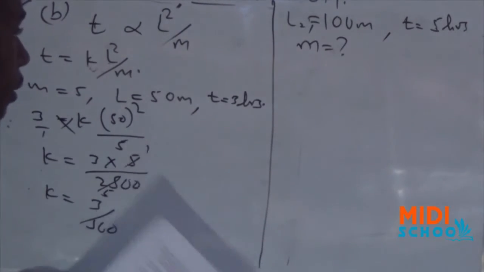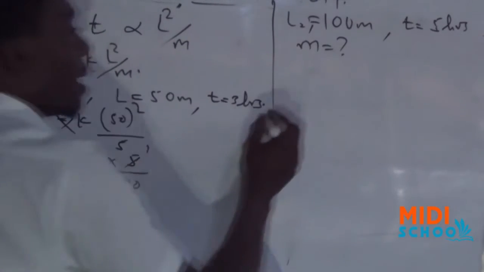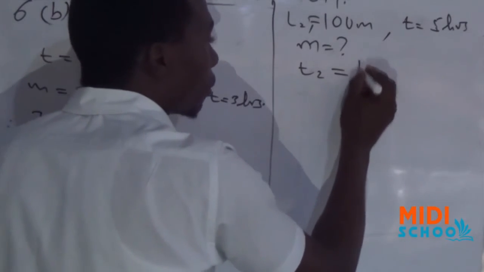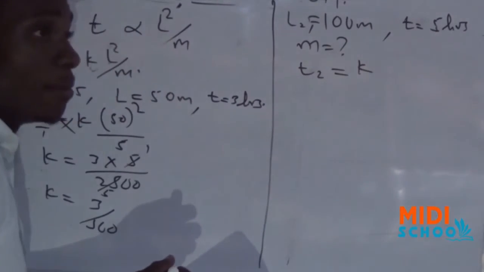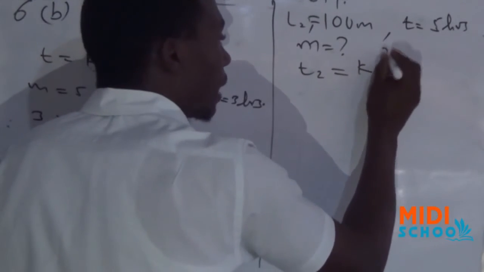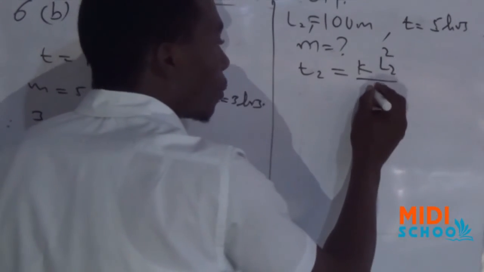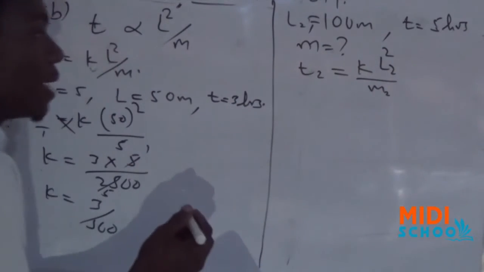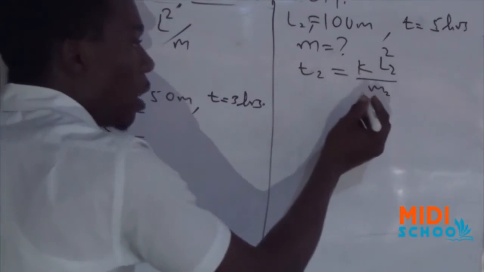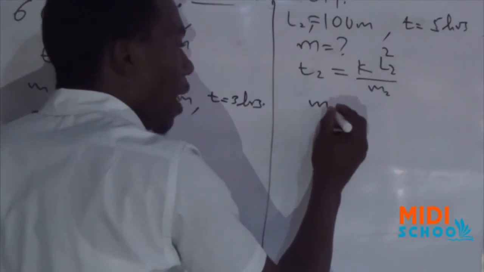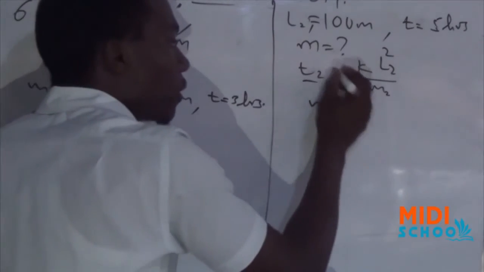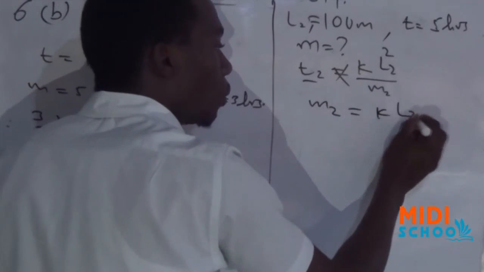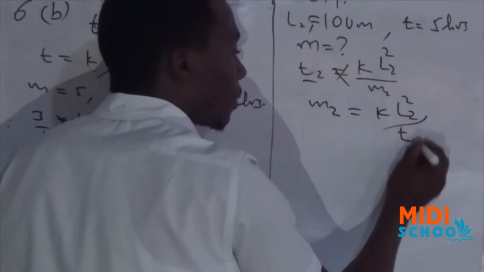So from the given expression, the time T is equal to K, since the proportionality constant is the same, times L2 squared over M, the number of men, let's call it M2 to differentiate it from the first one. We are looking for the number of men, so make M the subject by cross multiplying. M is equal to K L2 squared divided by T2.